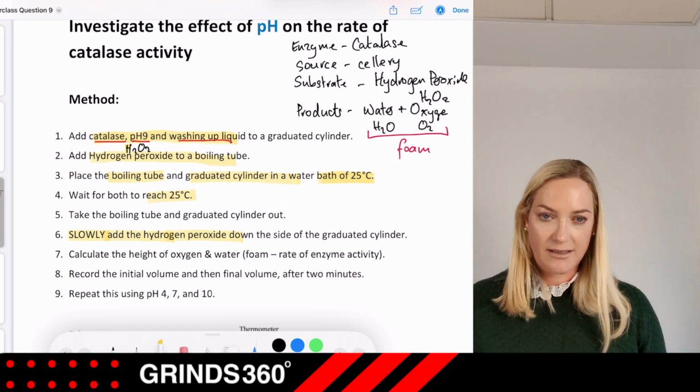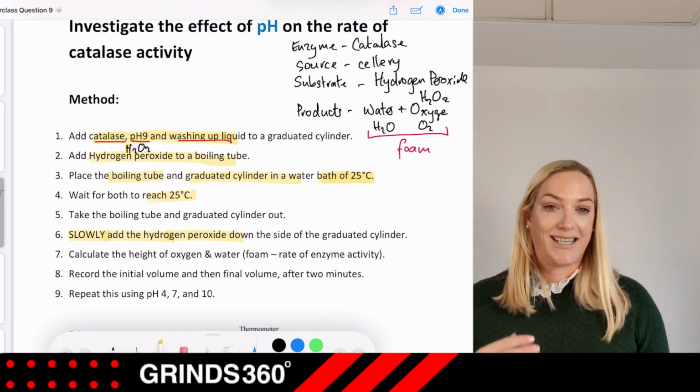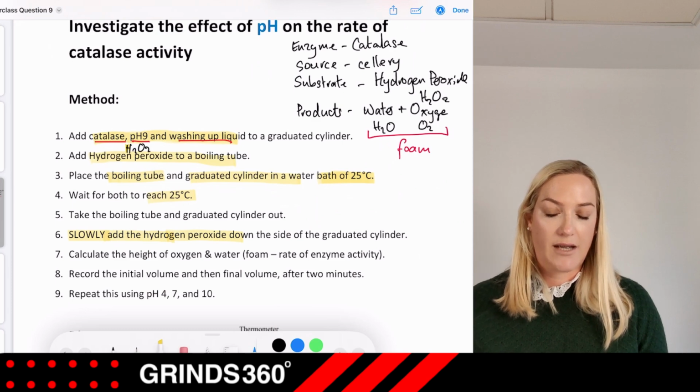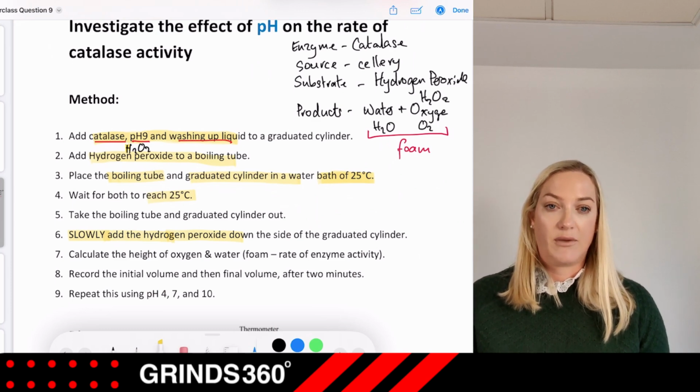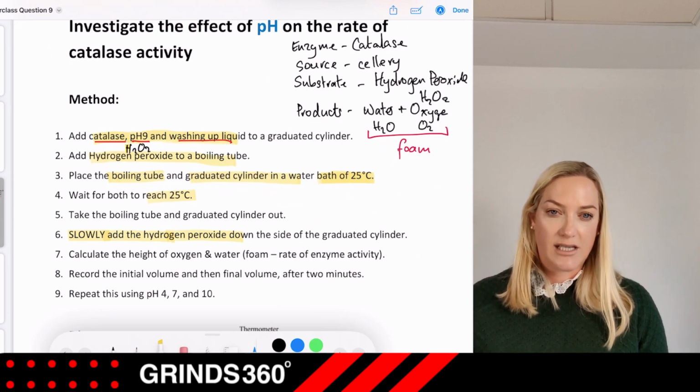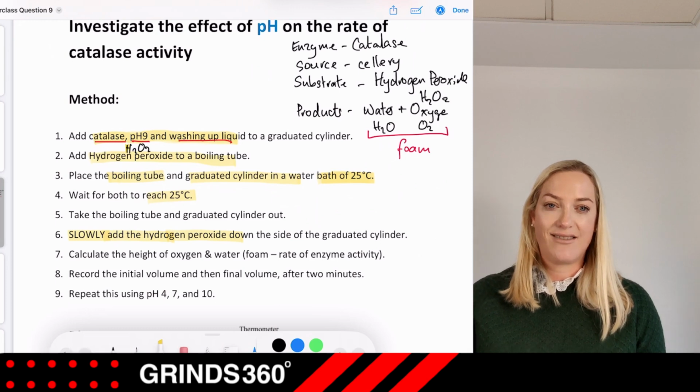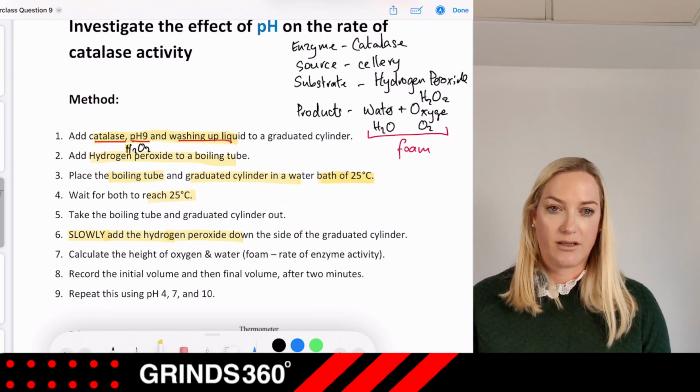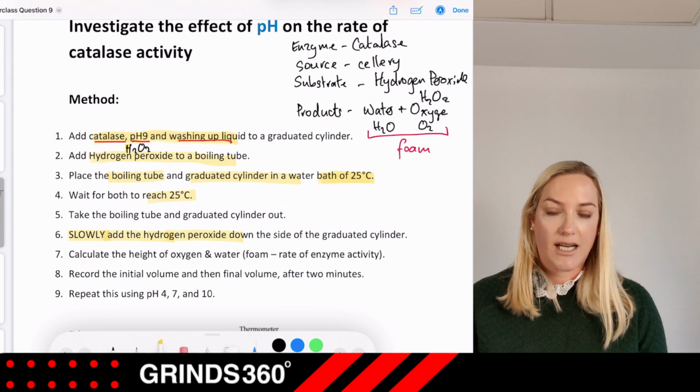So you've taken out your graduated cylinder and your test tube of hydrogen peroxide because they've reached 25 degrees. You're going to slowly add your hydrogen peroxide down the side of your graduated cylinder, and you're immediately going to record the volume. Then you leave that there for 2 minutes.